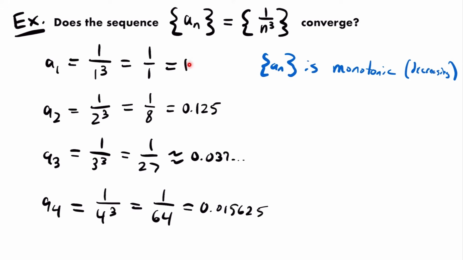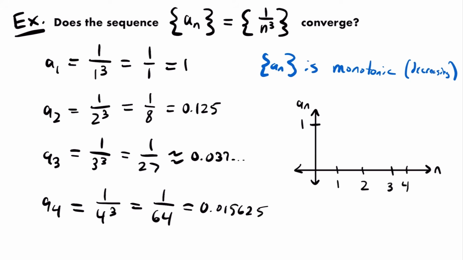And so let's graph these terms here. Let's look and see what happens to our terms visually. Remember that our vertical axis is the value of our terms, and the horizontal axis are the values of n. And so we have 4 to work with here: n equals 1, 2, 3, and 4. And when n is equal to 1, a sub 1 is equal to 1. And so this will be our value of 1 for our terms. So this is a sub 1.